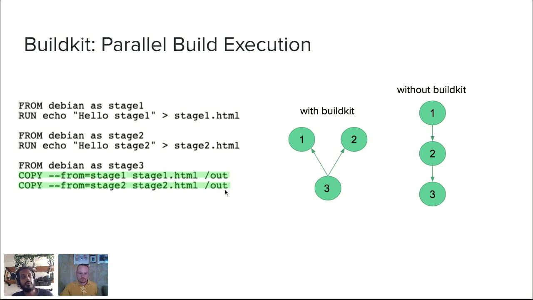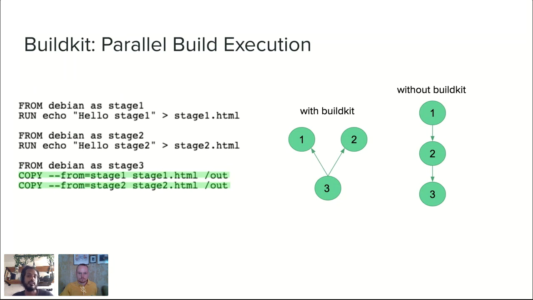So what Buildkit will do is make a bottom-up dependency graph between your stages, and all the nodes that are on the same level will be executed in parallel. So with Buildkit, stage 1 and stage 2 will be executed in parallel, which is concurrency, and after that, stage 3 will be executed.